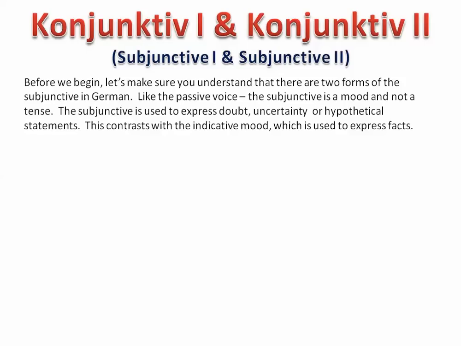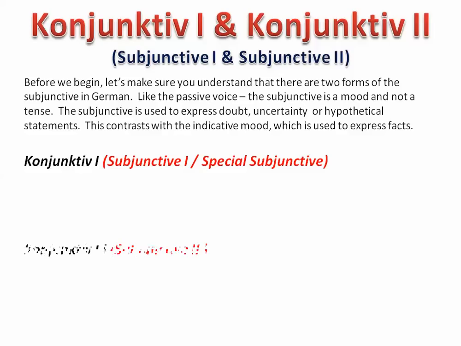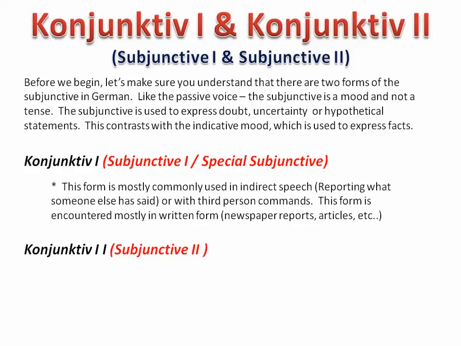Just like we talked about with the passive voice, the subjunctive is a mood and not a tense. So the subjunctive can be expressed in different tenses, but it's a mood. And it's used to express doubt, uncertainty, or hypothetical statements. This is in contrast with the indicative mood, which is what we use to express facts. So here we have the Konjunktiv I, or subjunctive I, and the Konjunktiv II, or subjunctive II.